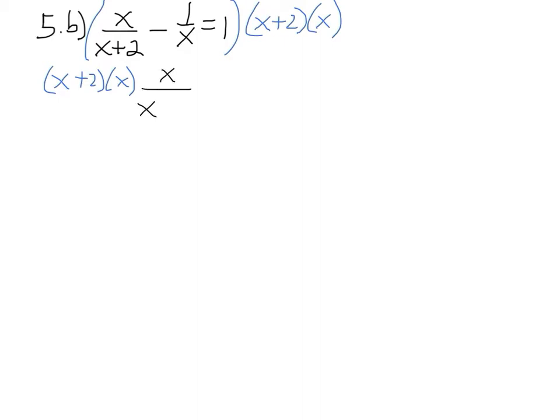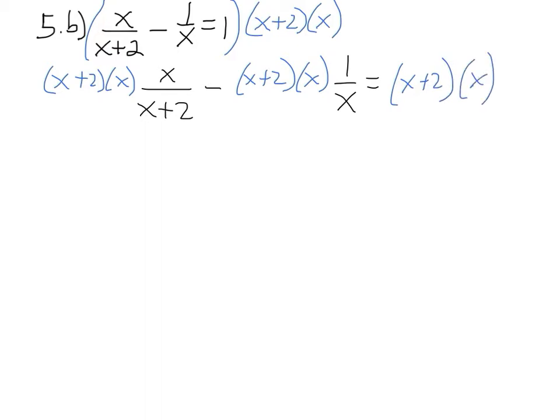multiplied by x over x minus 2, minus x plus 2 times x times 1 over x equals, again, x plus 2 times x times 1. So we'll multiply that out. Or well, actually, let's cancel things.